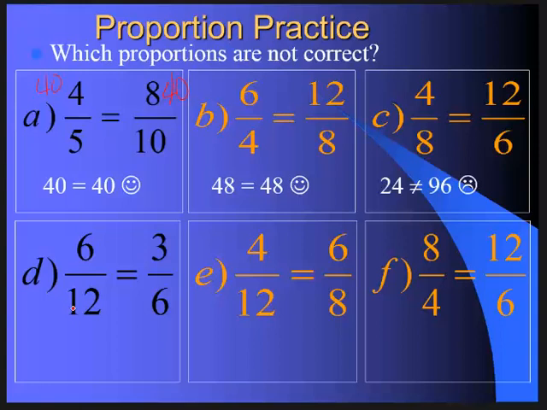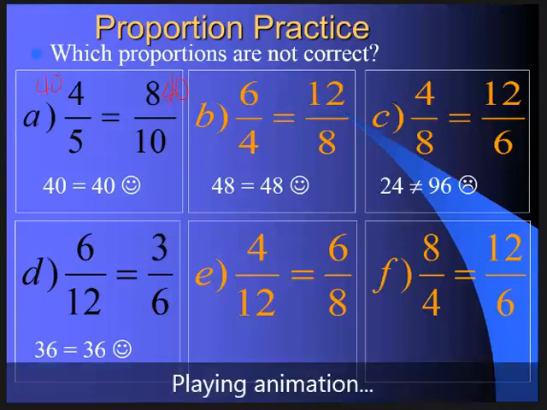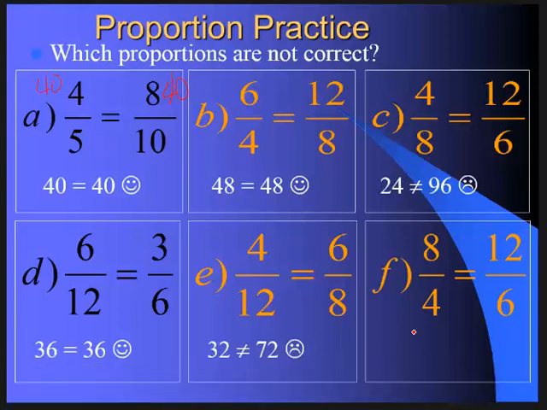Okay, how about D? 12 times 3, 6 times 6. Again, we're going from the bottom up. 12 times 3, 6 times 6. Okay, example E. From the bottom up, what's 12 times 6? From the bottom up, what's 8 times 4? Is this a true proportion? No. Last one. 4 times 12. 6 times 8. Proportion? Yes.